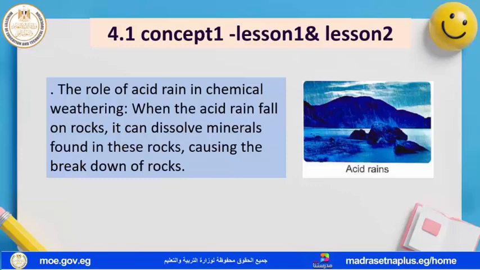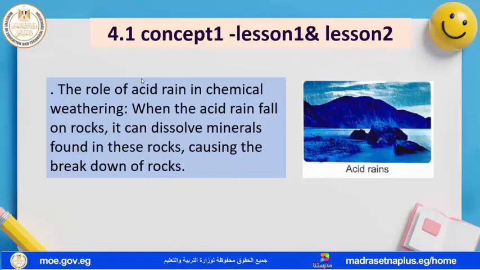What happens if acid rain occurs? It makes chemical weathering. How? What's the change by acid rain here? When the acid rain falls on rocks, it can dissolve minerals found in these rocks, causing the breakdown of rocks. Again, when the acid rain falls, what happens? It can dissolve minerals found in these rocks, causing the breakdown of rocks. Another slide.